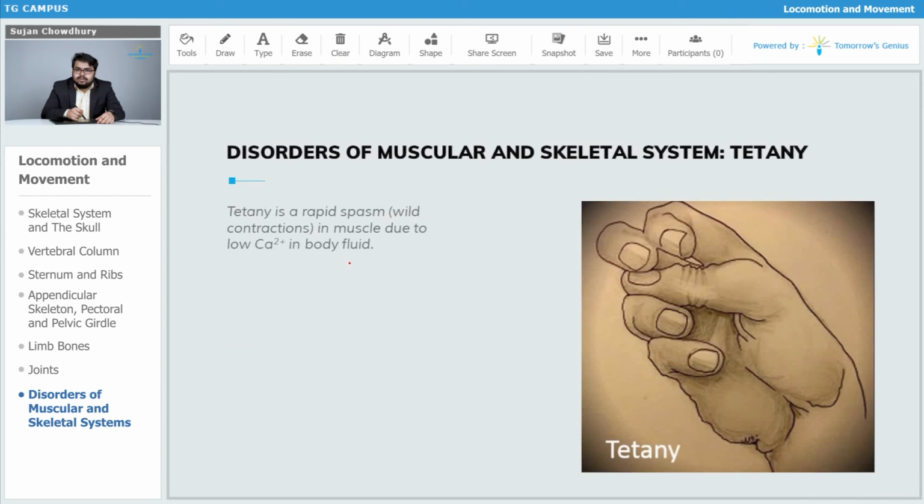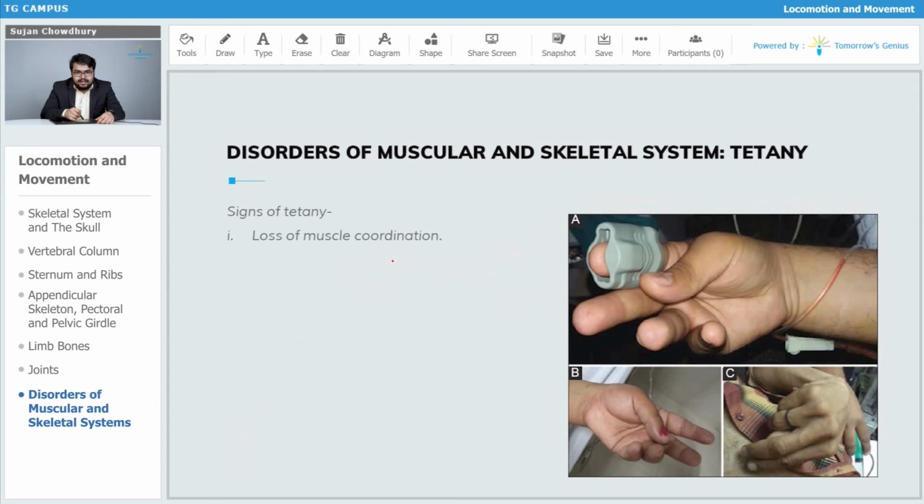Let's now talk about tetany. That's one of the commonest and serious disorders of the muscular system. Tetany is rapid spasm, wild contraction in muscle due to low calcium in the body fluid. So the cause of tetany is basically reduced calcium concentration in the bloodstream.